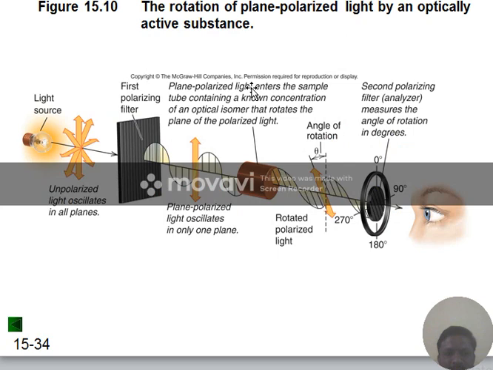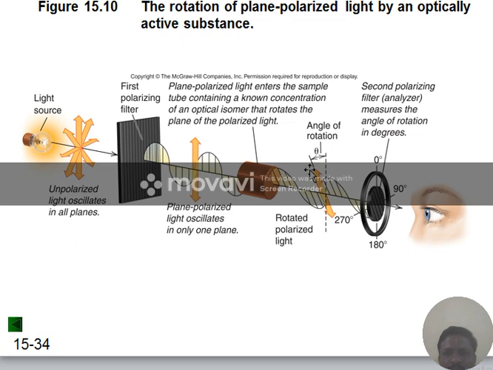This is the rotation of plane polarized light by an optically active substance. This is the source of light. Second, the unpolarized light oscillates in all planes. Third is the first polarizing filter. Then this is the plane polarized light, which oscillates in only one plane. Then the rotated polarized light. This is the angle of rotation, and this is the second polarizing filter, the analyzer, which measures the angle of rotation in degrees.